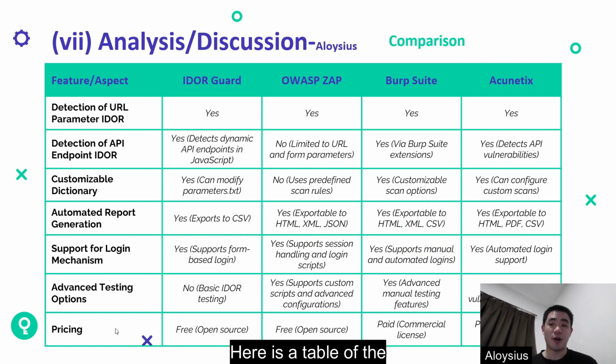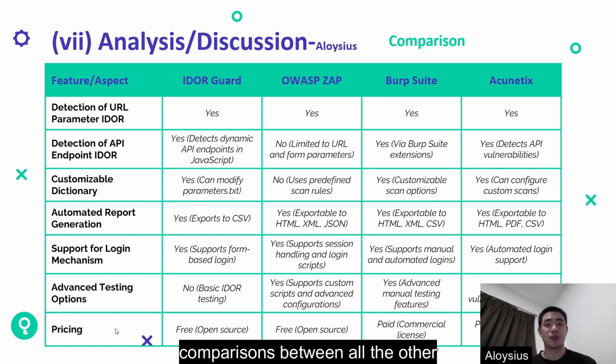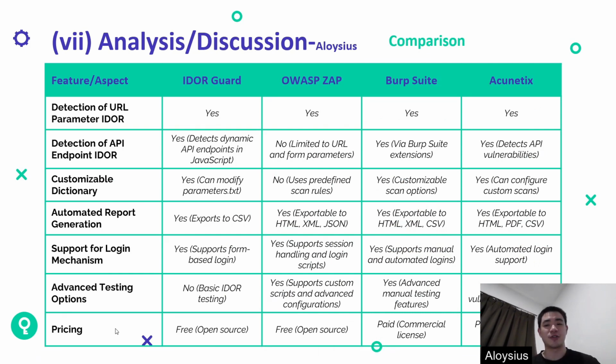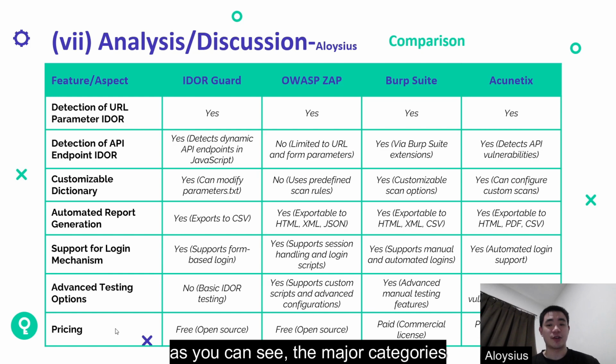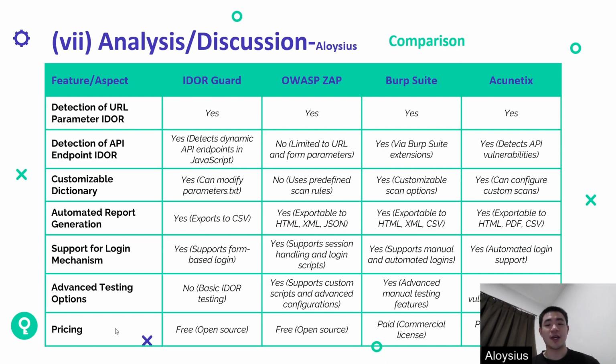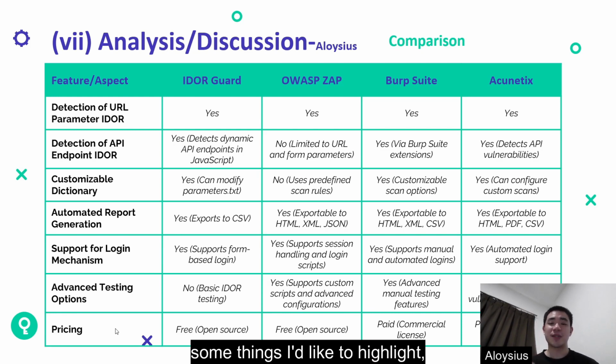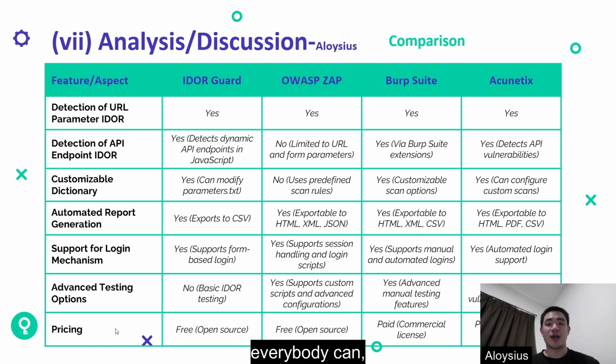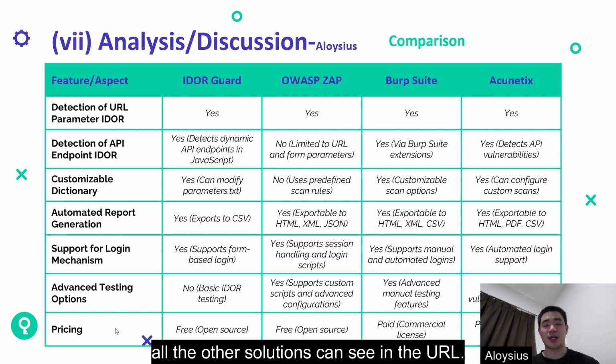Here is a table of the comparisons between all the other typical solutions such as Burp Suite or SwapZap, compared to our IDORGuard. So as you can see, the major categories are detection on the URL, at the API, whether we can customize the dictionary, reports, login mechanism, etc. And the pricing as well. For us, we are pretty free. So as you can see, some things I like to highlight. All the other solutions can see in the URL.